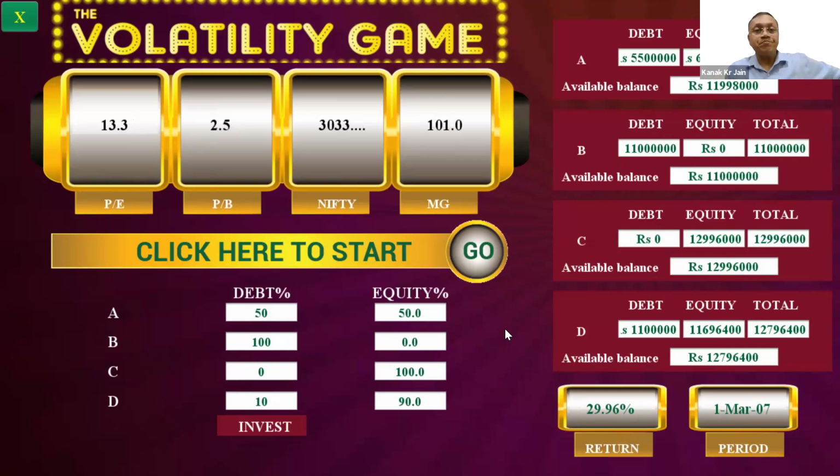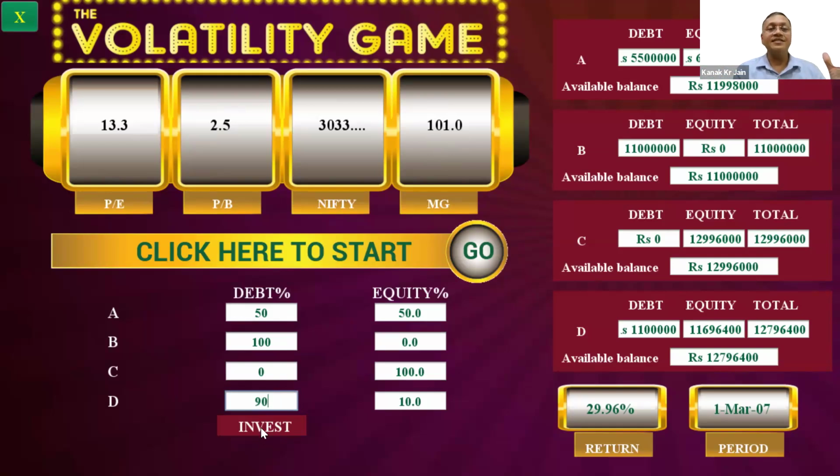Now, similarly, to the next round. Okay, here also team A is thinking 50-50, B is thinking 100% debt, C is thinking 100% equity. Now, let's say if I have to invest, I think this is the ratio called market capitalization to GDP ratio. If the market cap is high and the GDP is less, it means the market is expensive. So as an investor, I will think, yeah, I should be 90% into debt and only maybe a little bit into equity. This is how I am strategizing.